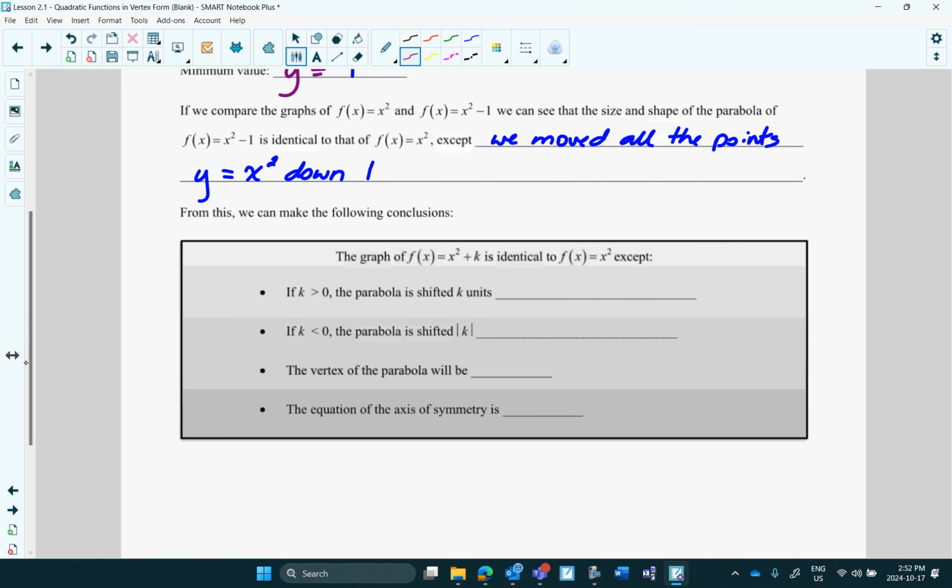So as a summary, whenever we have a quadratic function that has a number after the square, that's going to move it up or down. If the number is bigger than 0, so if it's like +1, +2, +3, +4, it moves it this many units up. If it's negative, it moves it down.